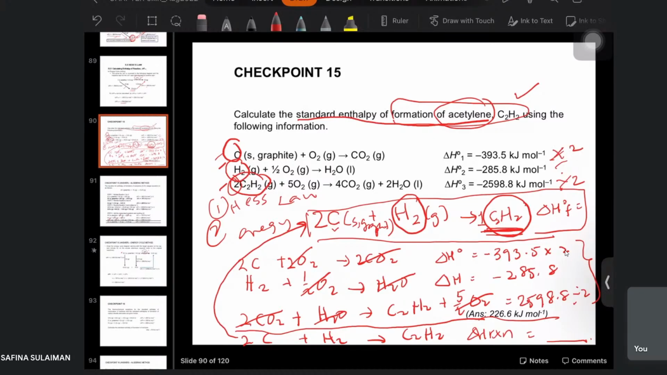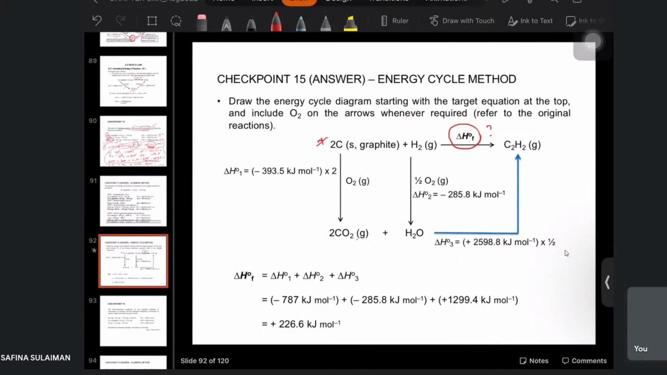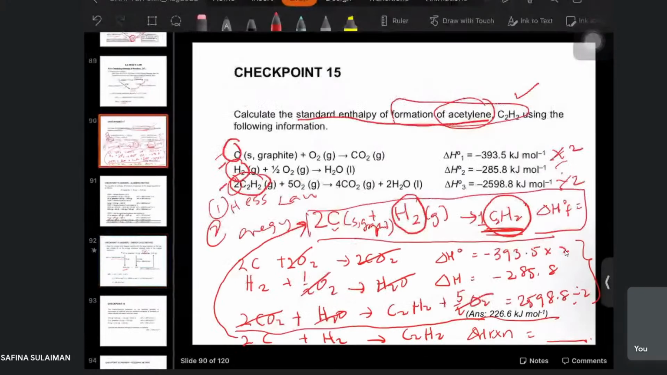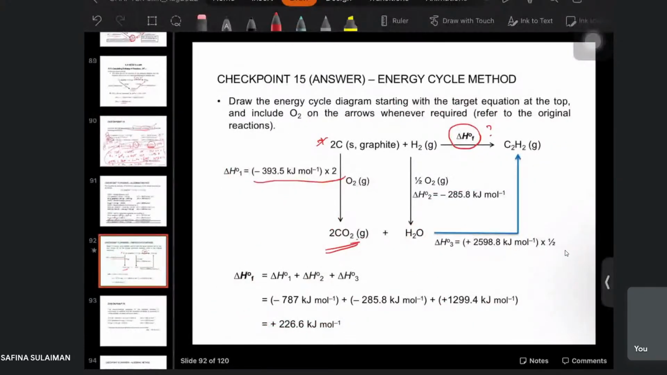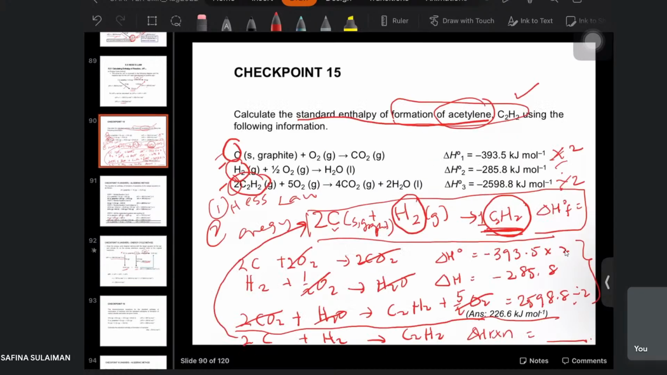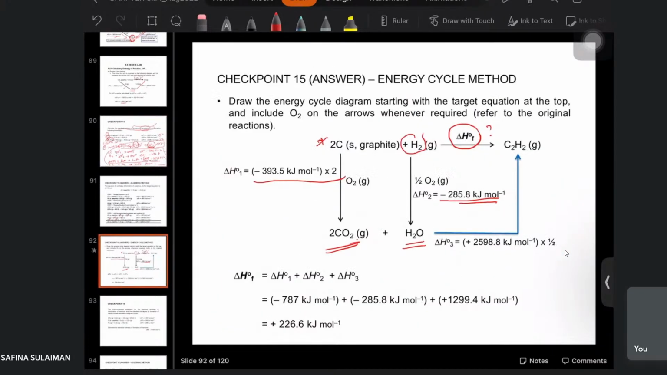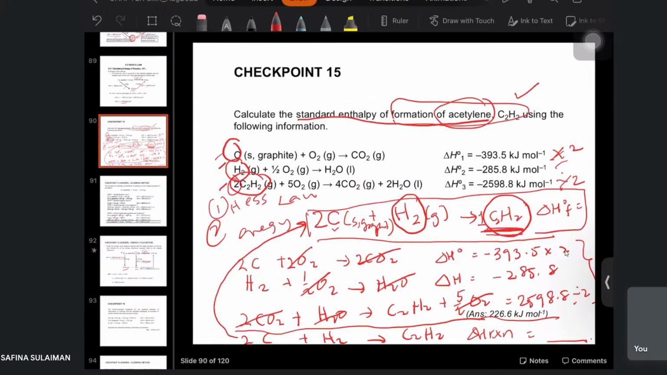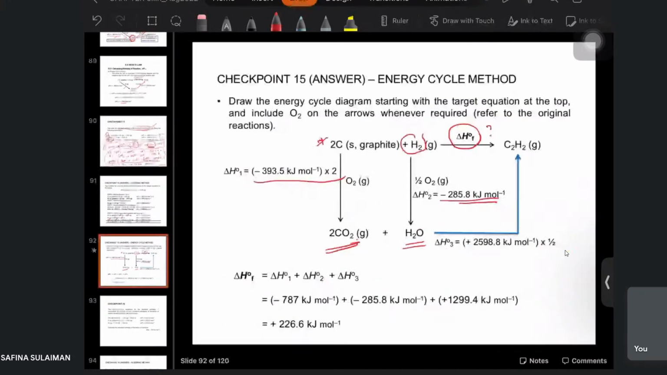Okay, so ni adalah 2C plus O2 produce 2CO2. So data H0 dia akan tambah dengan darab dengan 2. Okay, the second equation is H2 plus half O2 form H2O. So this one H2, okay, you tambahkan dengan O2 jadilah H2O. So this is the value. Okay, data H0 value je lah. Okay, and then the third one ialah C2H2 yang ni tadilah. Tapi you reverse the equation, betul tak? Okay, so daripada mana? You reverse CO2 plus H2O produce C2H2 and 5/2 O2. So kat sini adalah 2CO2 plus H2O produce C2H2.